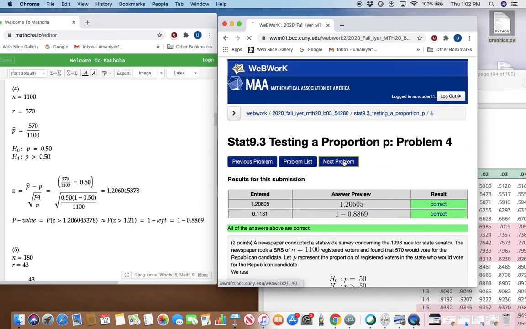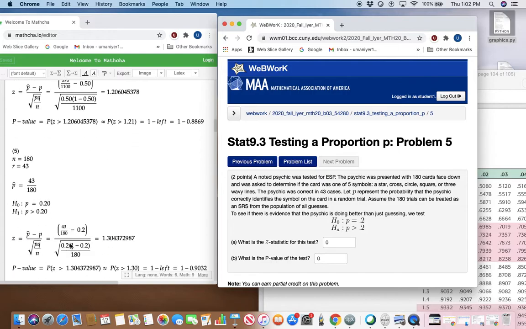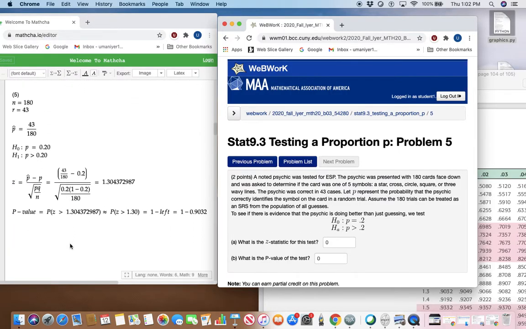All right, next problem. Okay. A noted psychic was tested for ESP. The psychic was presented with 180 cards, so sample size is 180. Asked to determine if the card was one of the 5 symbols. The psychic was correct 43 times, so that's the number of successes. So the proportion in your sample is 43 over 180.